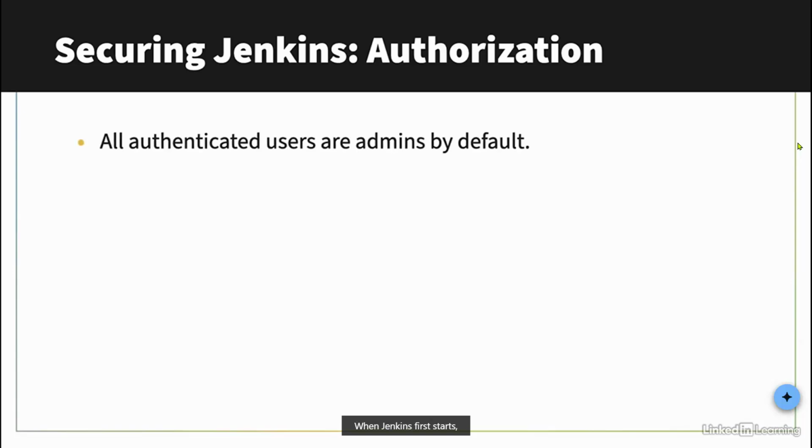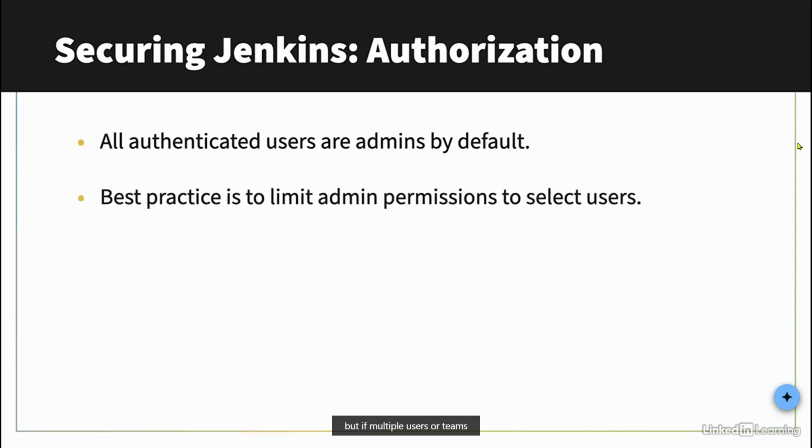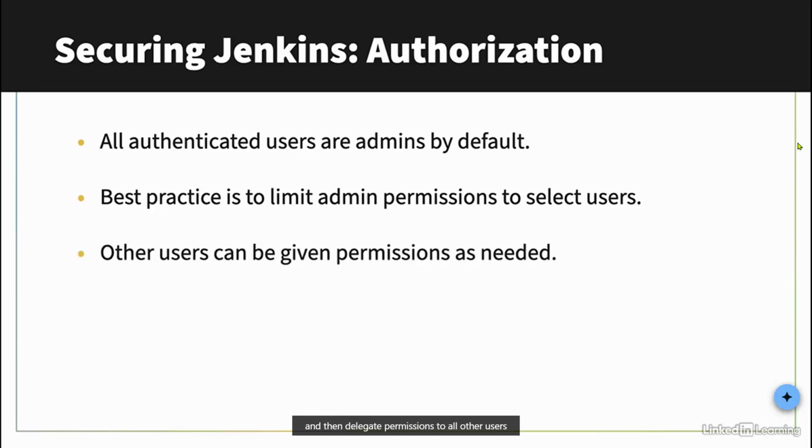When Jenkins first starts, any authenticated user can do anything. This essentially means that any user that can log in is an administrator. This might be okay for one or two users on a personal Jenkins system. But if multiple users or teams are working with a shared system, it's a best practice to have one or two administrative users and then delegate permissions to all other users based on how they need to interact with the Jenkins server. Jenkins allows this to be configured fairly easily with matrix-based security.